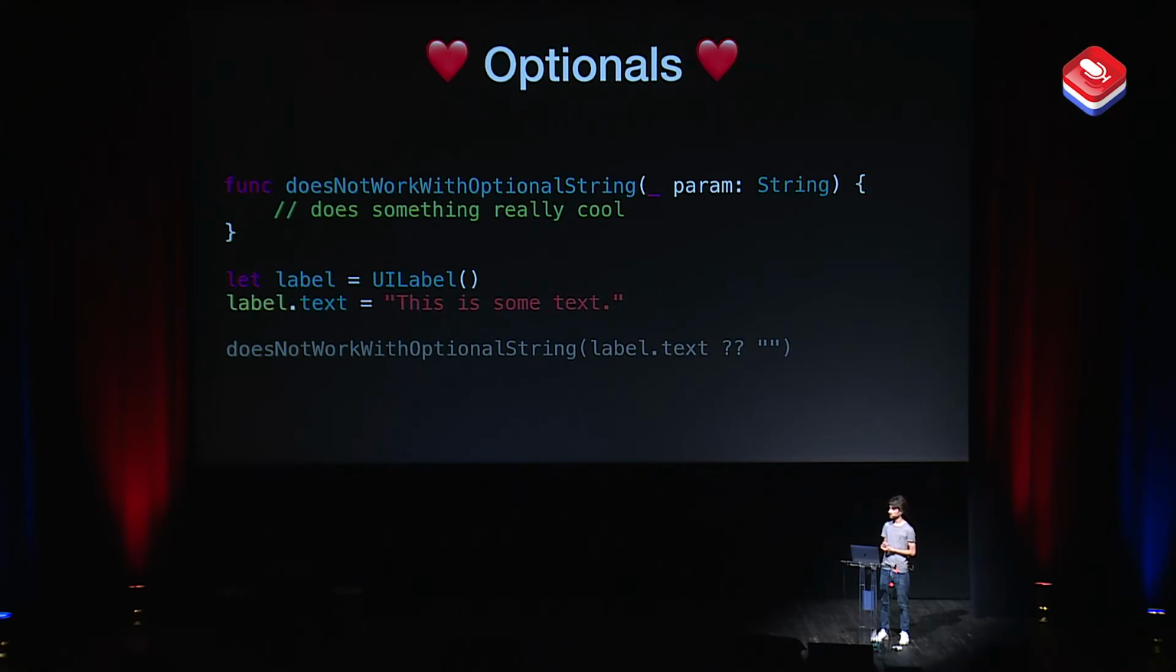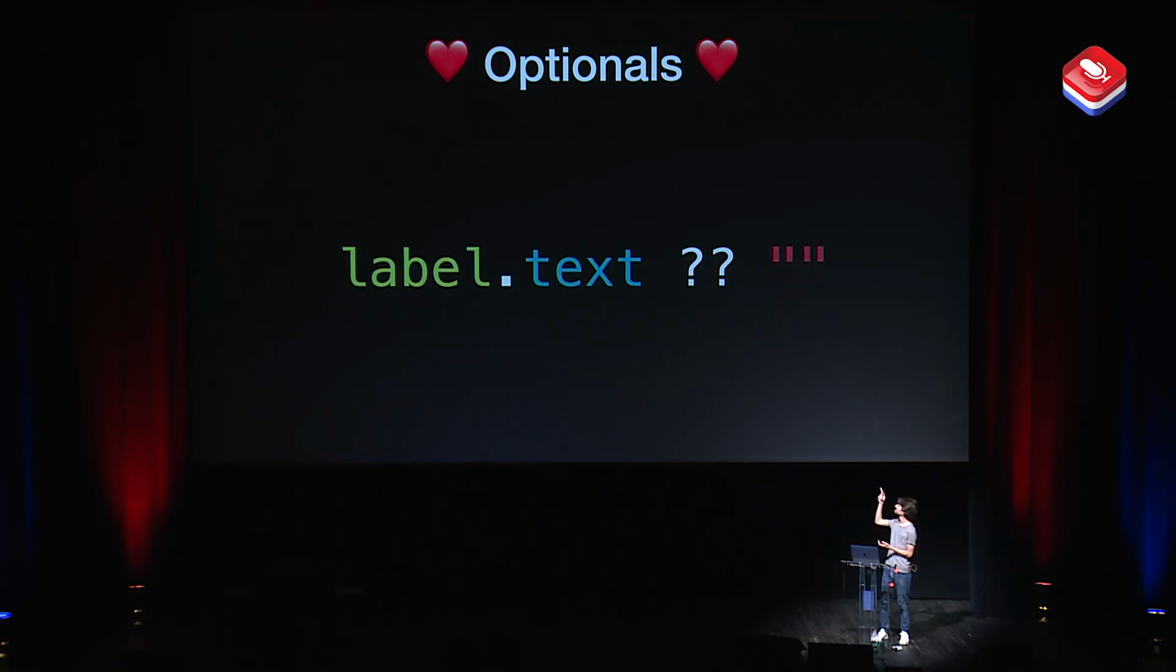The property text is an optional string, so if we want to use the text of the label with our cool function, we need to add this little syntax. So we need to provide the default value using the nil coalescing operator. And I don't know about you, but when I see that in code, it's kind of like a code smell. It makes you a little bit sad because you're thinking, maybe I could improve on it a little bit. So we're going to do it.